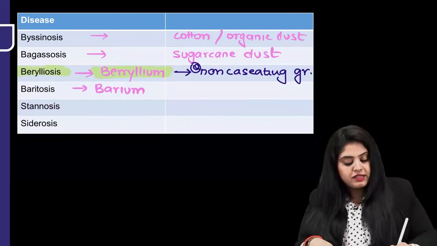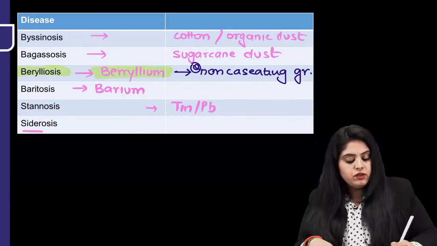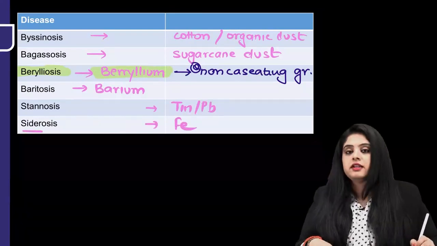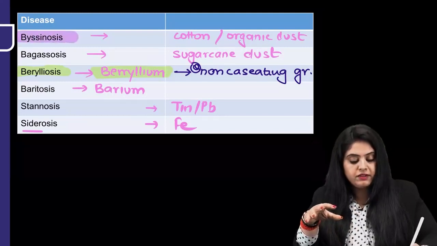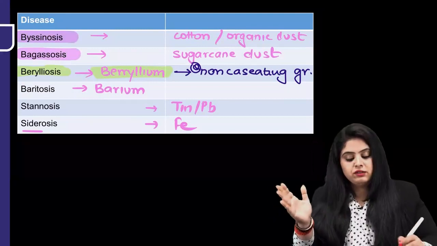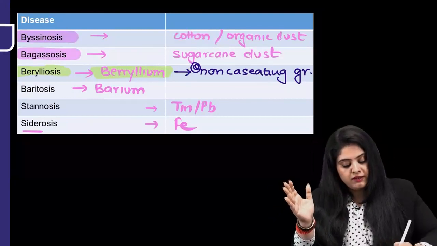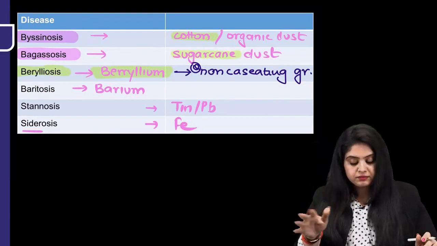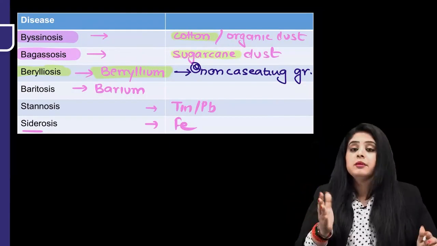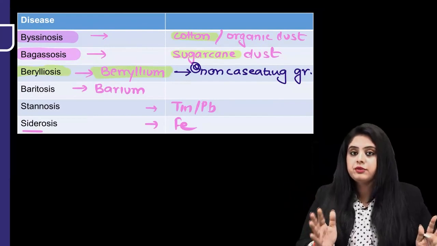Coming to stannosis: stannosis means tin or lead exposure. And siderosis means when someone is working in the iron industry. So their names are pretty much characteristic. The only two names which need explanation are byssinosis and bagassosis. Byssinosis is to do with the very famous cotton dust, and bagassosis is to do with sugarcane dust. Sorted with the pneumoconioses. Basically, we are also sorted with all the restrictive lung diseases.